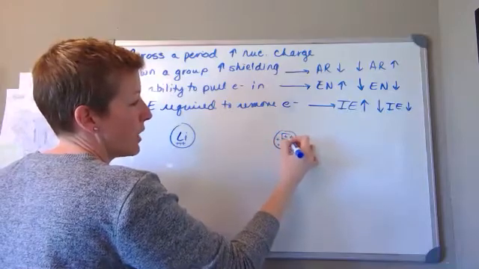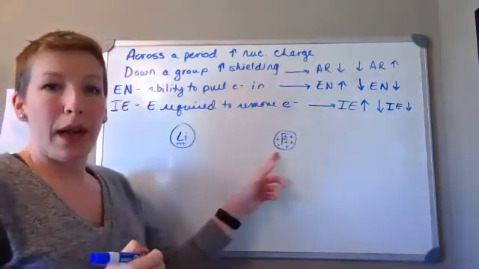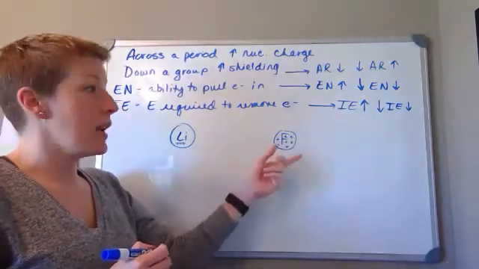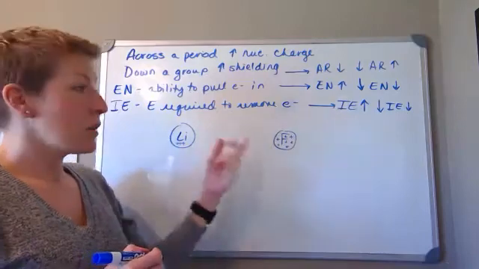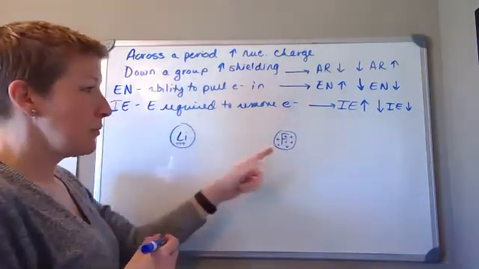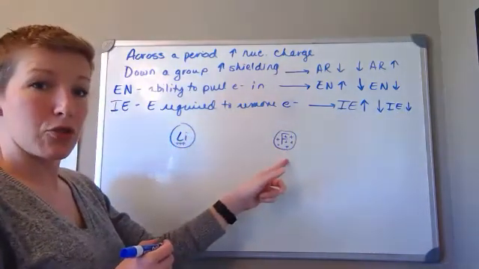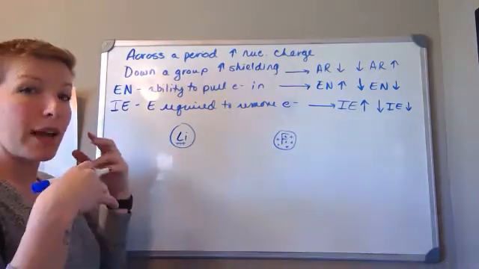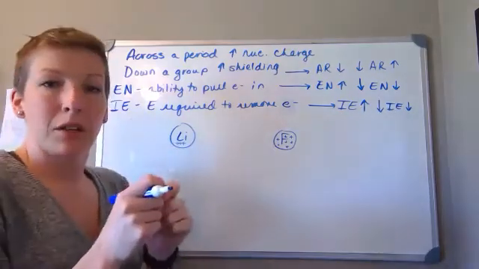3, 4, 5, 6, 7. It's a stronger magnet. So if I try to walk over to fluorine and pull off one of these electrons, it's going to be a lot harder to pull these electrons off than it is lithium, which only has a power of 3. Again, go back to just holding magnets.